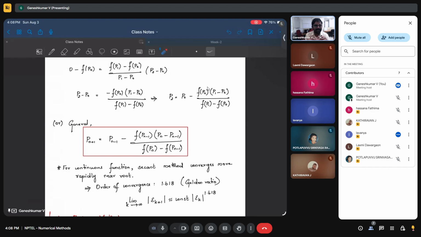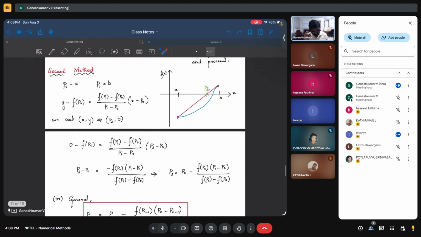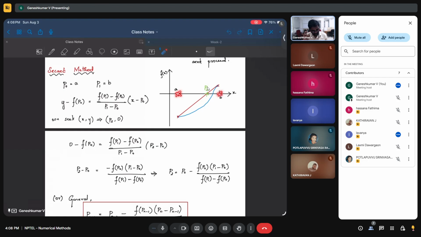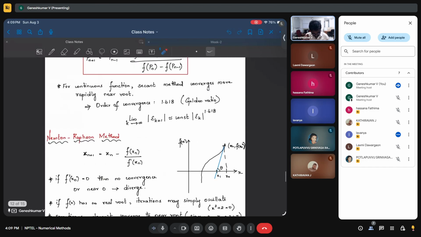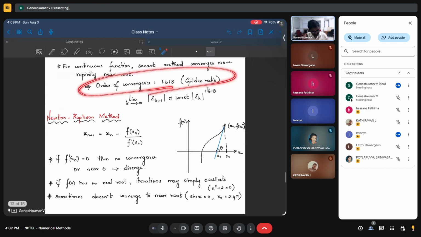So here you do not need to find the interval, you just need two initial guesses. In this case, the initial guesses are A and B, in between which the root lies. So P0 and P1 should be your initial guesses, and from P2 you will use this equation to find subsequent values until you converge to the root. Okay, and the order of convergence is a little higher than the previous methods. Here the order of convergence is 1.6, which is better than the bisection method.